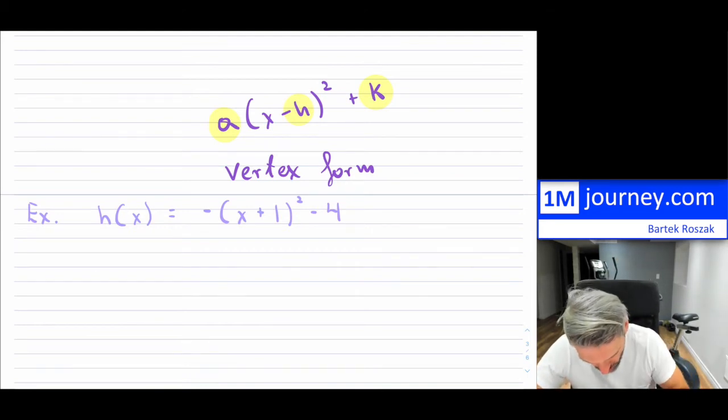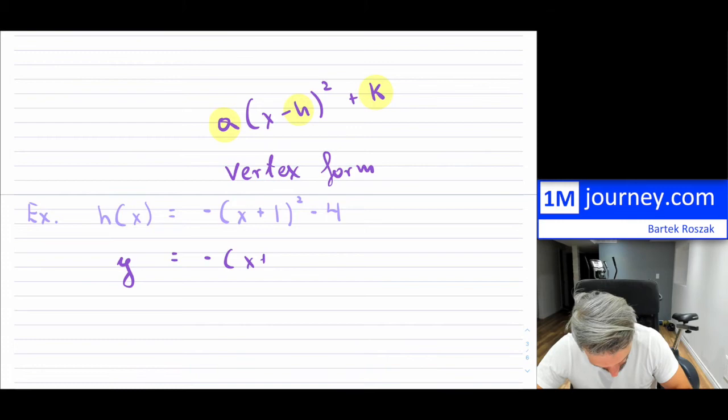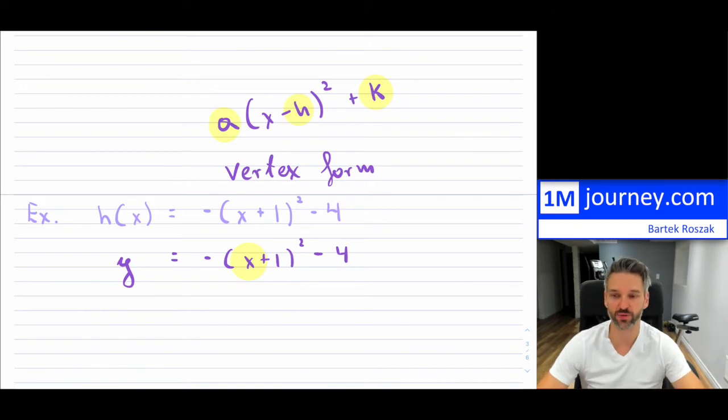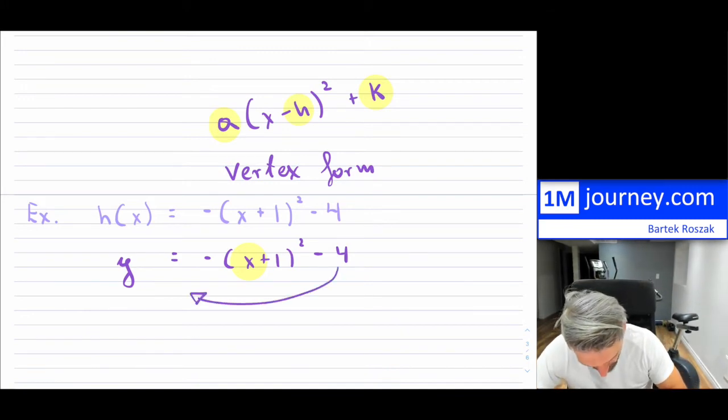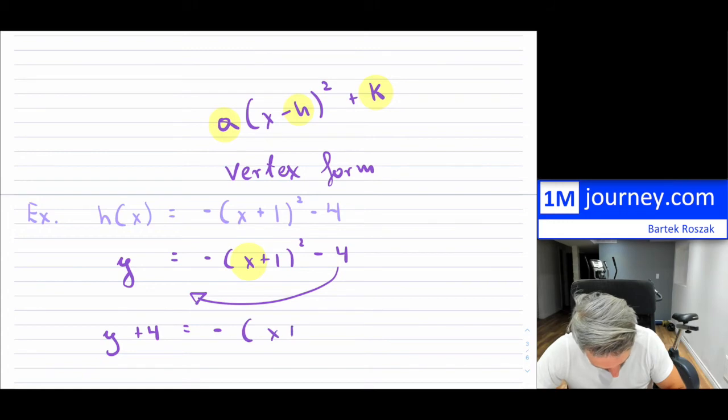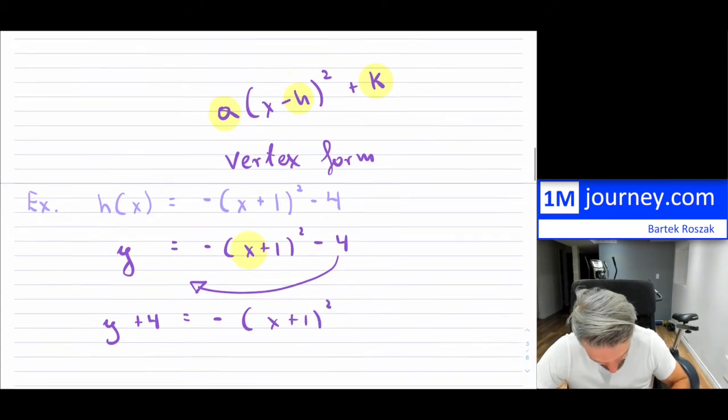So in order to solve for the inverse, I'm going to write y instead of h of x. So we have this. We are trying to solve for this x. That's what we're trying to do. So if I want to be able to solve for that, I'm going to be moving this -4 to the opposite side. So y is going to become y plus 4 equals negative (x plus 1) squared.